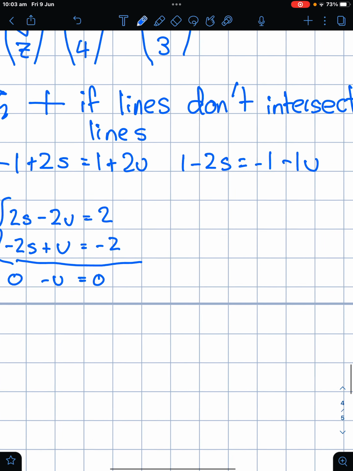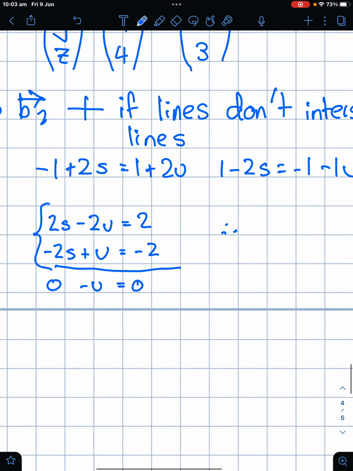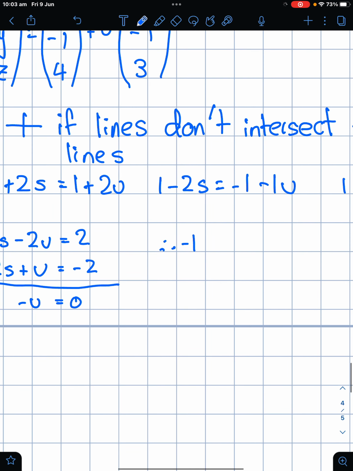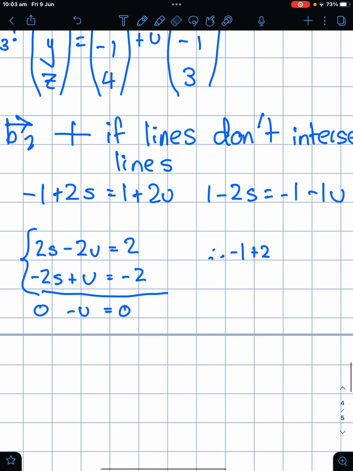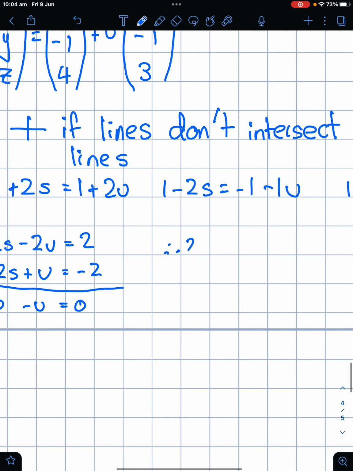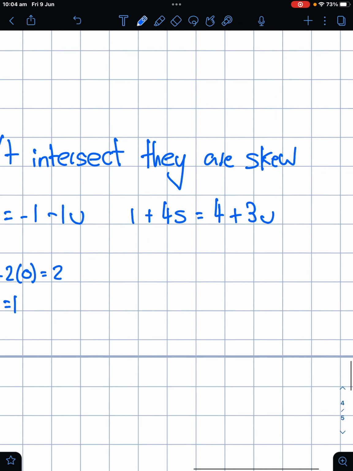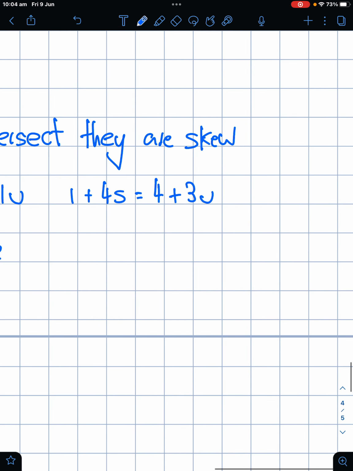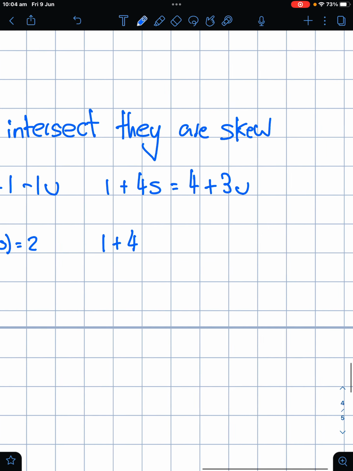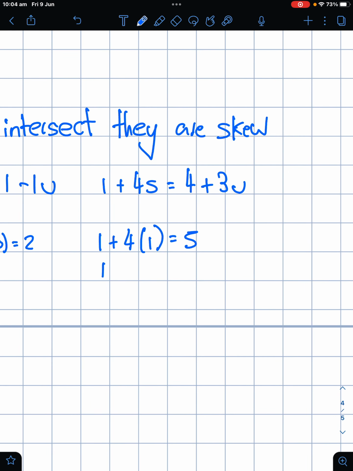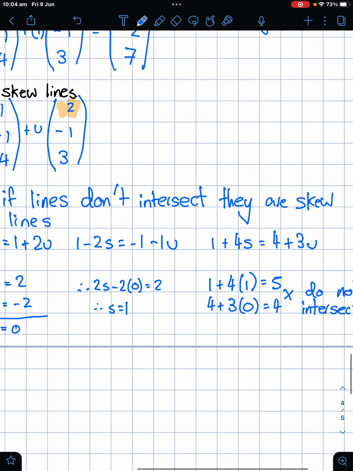So then I can sub that in, and I get, therefore, -1 plus 2s, let's even use this one below it. So we've got 2s minus 2 times 0 would equal 2. Therefore, s would have to equal 1. Okay, so we've got our two different values that work for this particular example. So now we sub them into this last one here. We would have 1 plus 4, we worked out s was 1, it gives us a 5. And then we've got 4 plus 3 times u was 0 equals 4. Do not equal. Do not intersect.